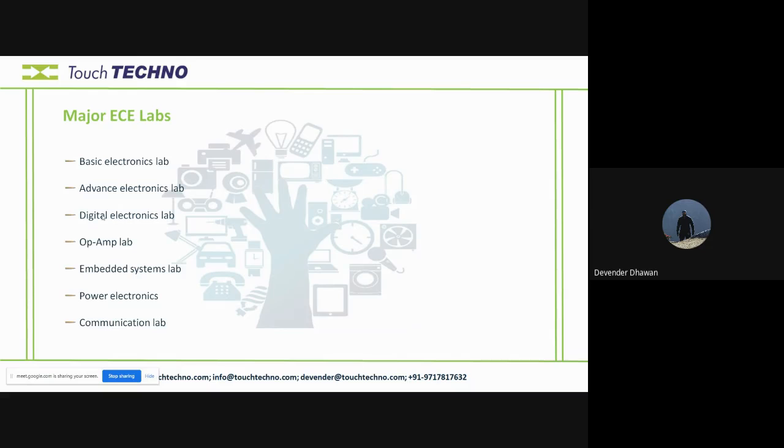Then we have the comparator and all op-amp circuits, which can be implemented using the tool. Then in the last, we will be doing the embedded system labs. Power electronics and communication we will not be doing, but we can do it from our learnings, which we'll get from all these 5 different labs. The same concept we can implement on these 2 labs also.